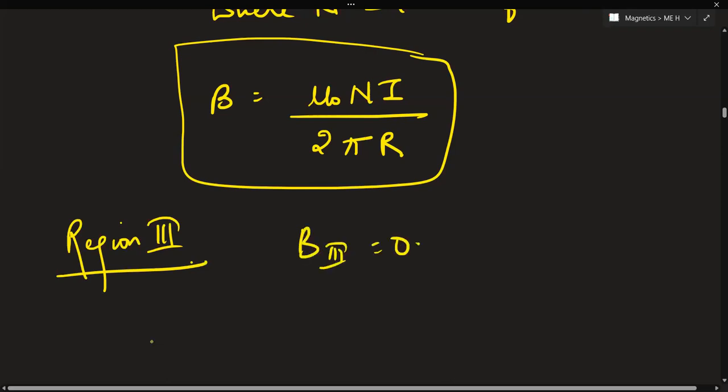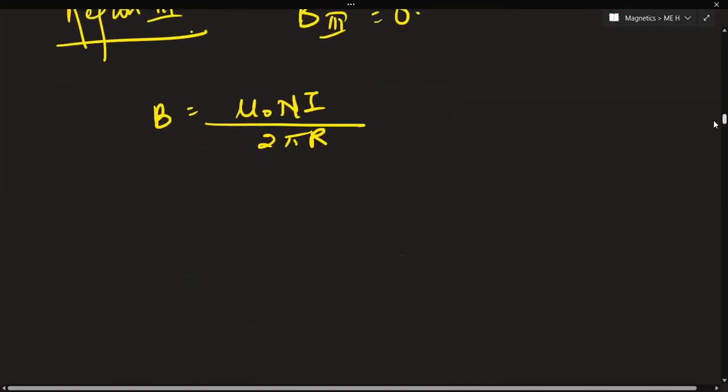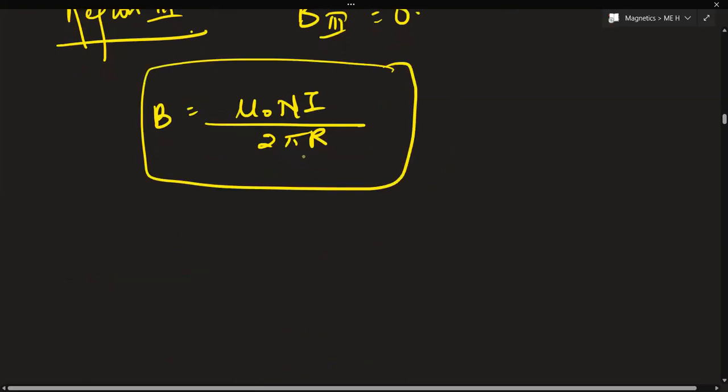So what's the total magnetic field? Total magnetic field is mu naught N I divided by 2 pi R. That's why I was saying, do not mention it as R1, R2, R3, because a single radius is involved, so you can write this. Now this is the formula: B is equal to mu naught N I divided by 2 pi r.